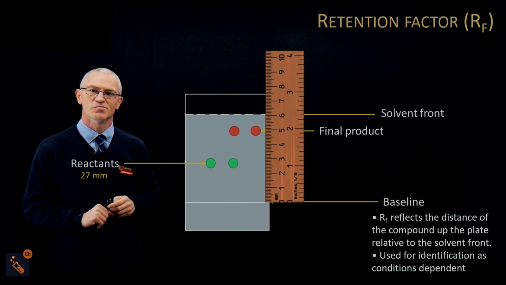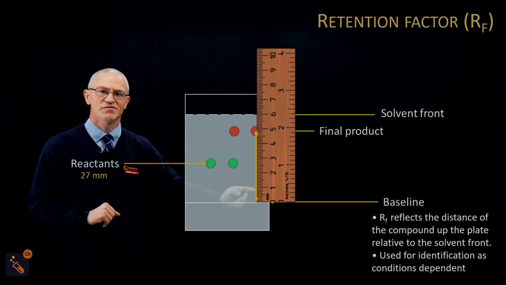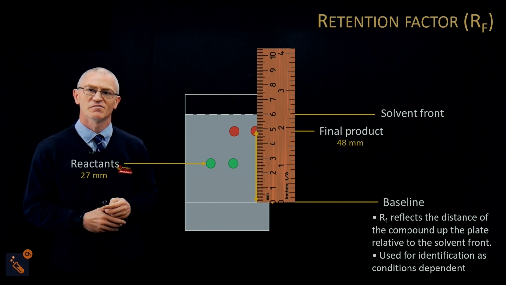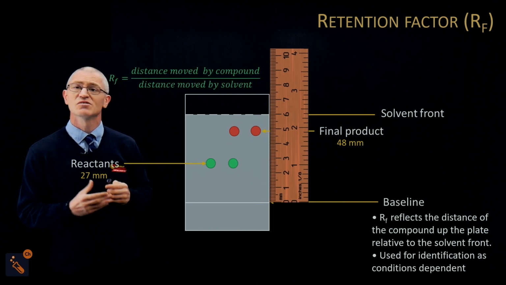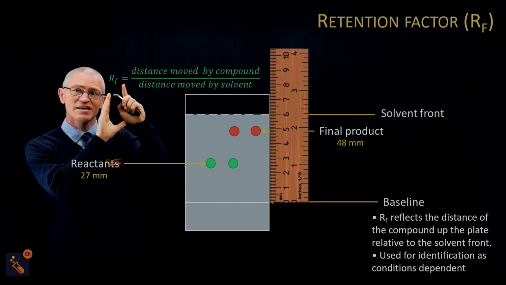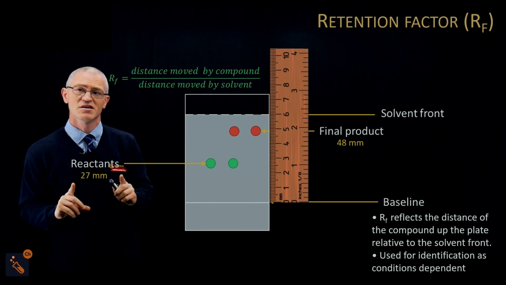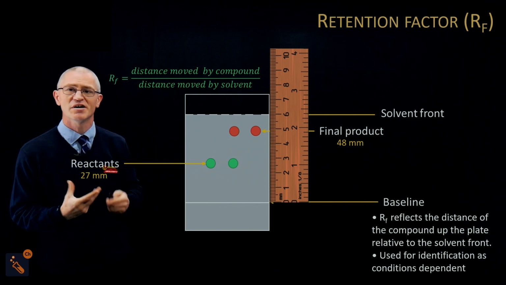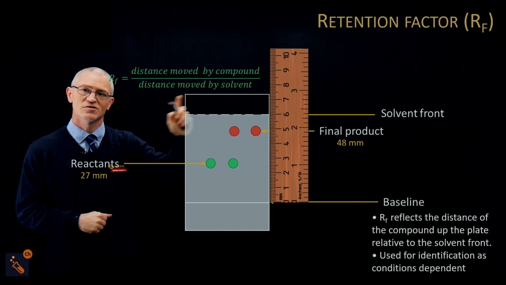We now go for our final product and try and measure that. Put our arrow in again, going to the middle of the spot again from the baseline to where the final product got to, and that's 48 millimetres. And then our last one that we do is to look at the solvent front, because to calculate RF, it is the distance moved by the compound, which we've got. Here's our 2 compounds. The reactant's 27 millimetres, the final product is 48, so we can calculate 2 RFs, one for the final product, one for the reactant. And then we divide it by the distance moved by the solvent.